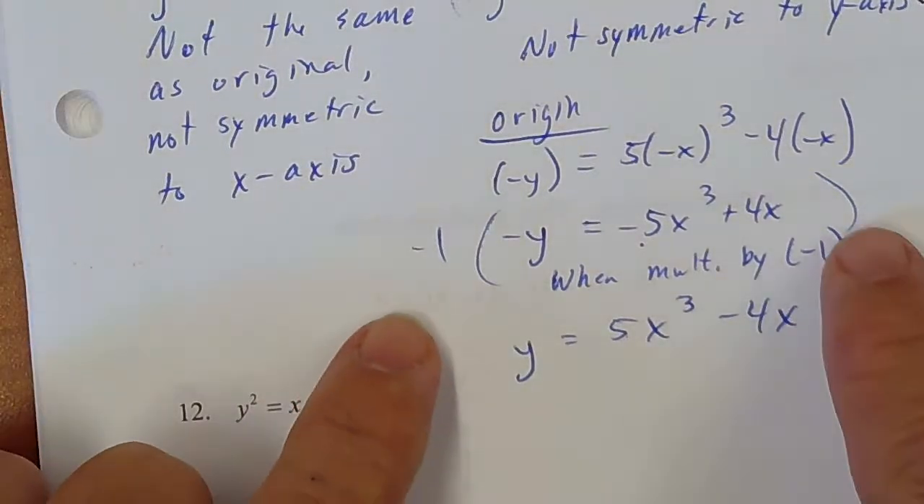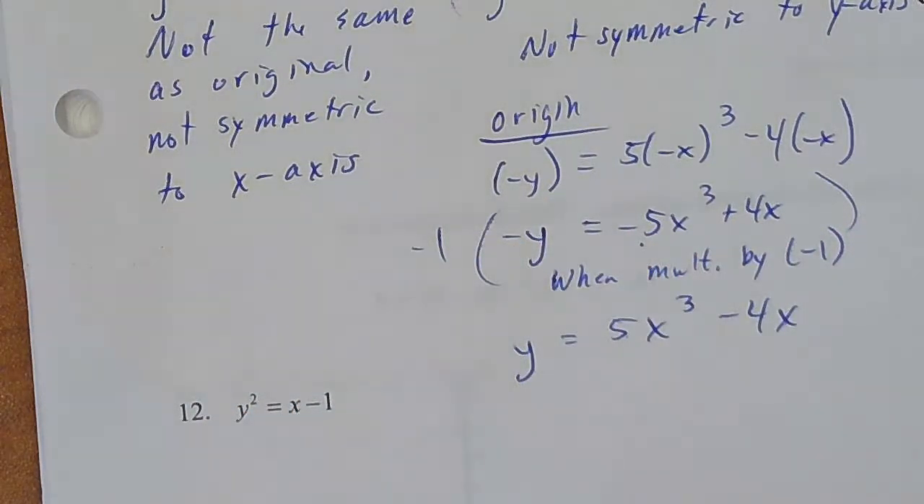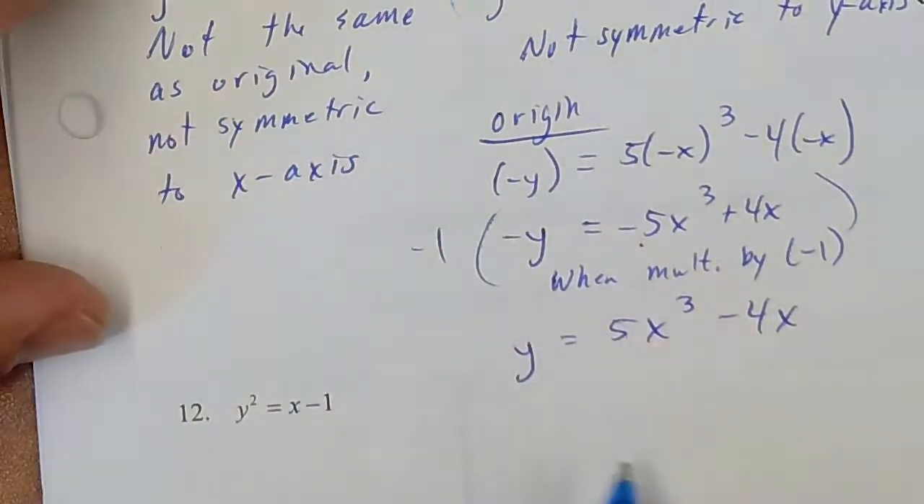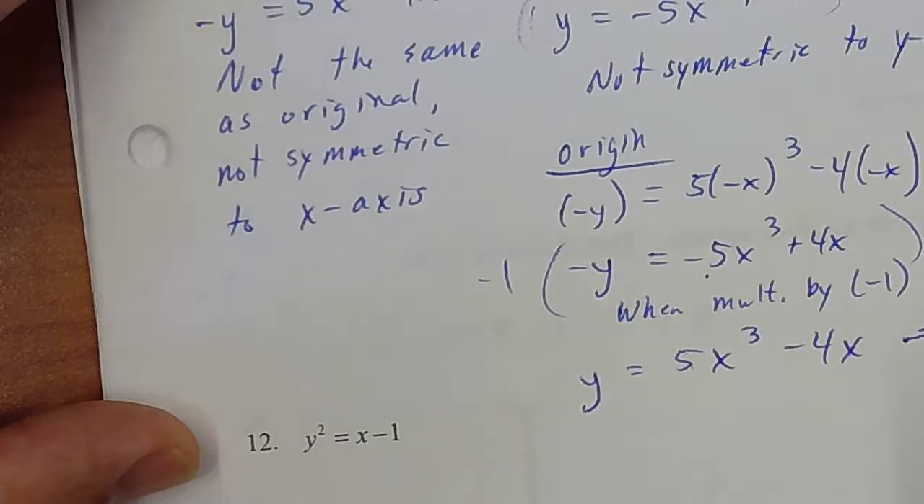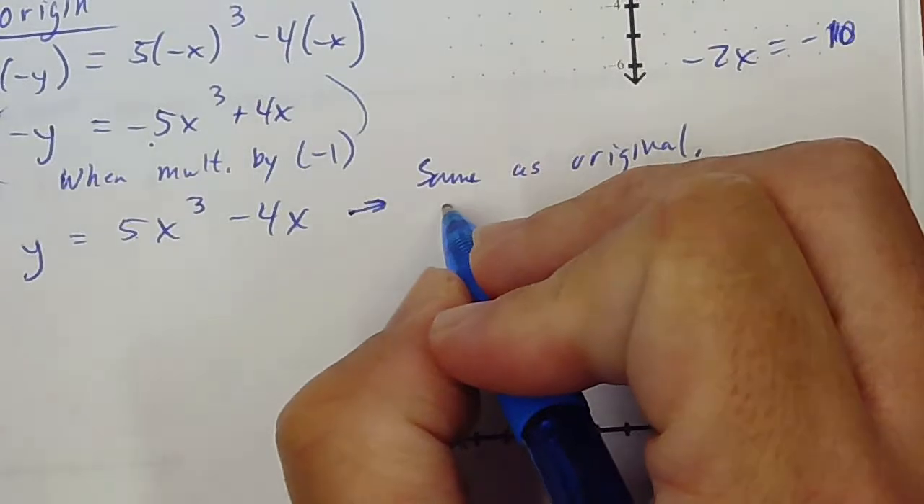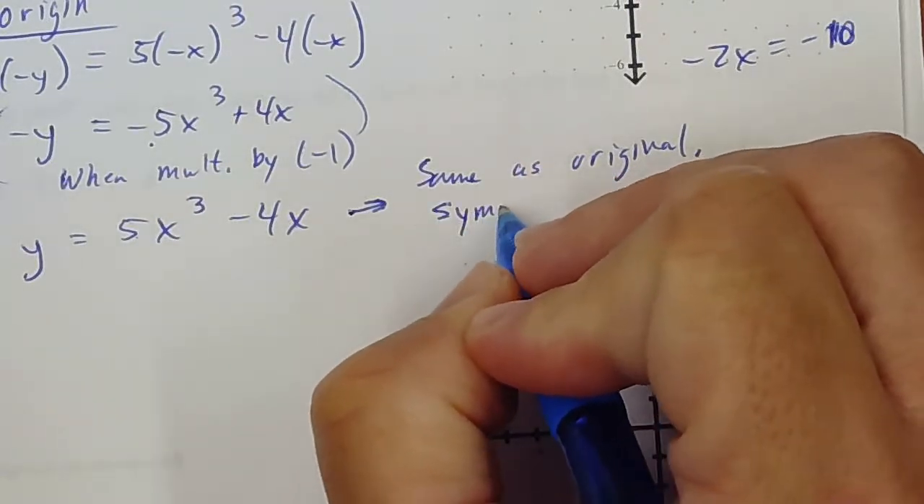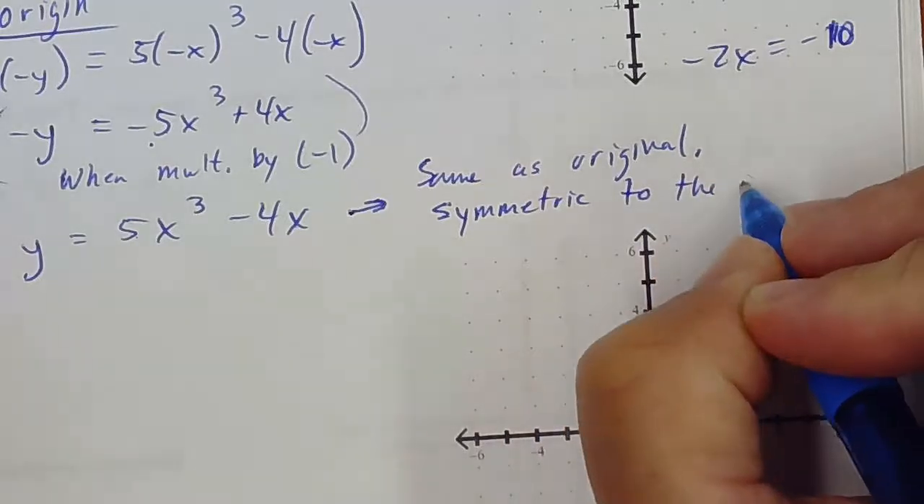There's nothing wrong with doing that math, as long as whatever you do to one side, you do the other. It's balanced. So I didn't cheat. I just changed the look of it. It is the same as the original. So this is the same as the original. Okay, so since it's the same as the original, we're going to say it is symmetric to the origin.